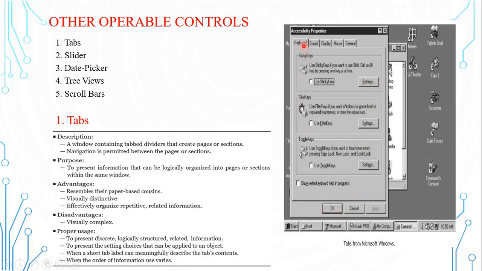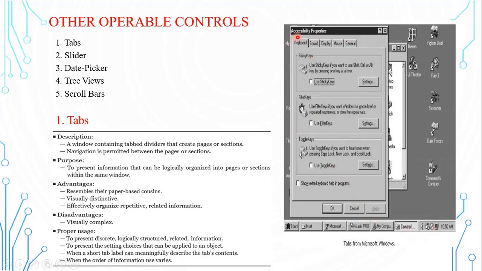Here is the description. It's a window containing tabbed dividers that create pages or sections. You divide certain information and create a number of pages and sections, and navigation is permitted between the pages or sections. So you can go to this tab or the next tab.